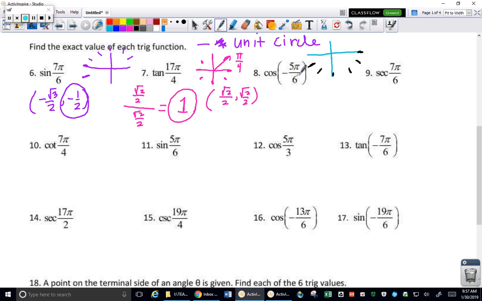So negative 5 pi over 6 is at the exact same place as positive 7 pi over 6. Notice here it is 30 degrees away from the 180. So the x value here is negative root 3 over 2. So cosine is negative in the third quadrant.